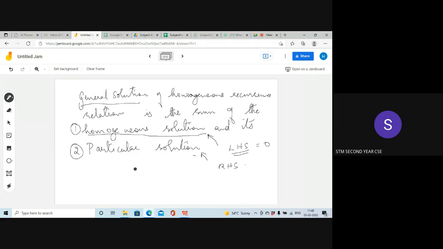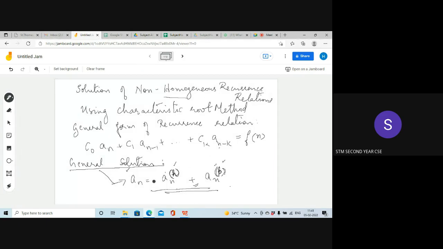Is it clear? So we have to solve both the left hand side and the right hand side. The left hand side is the same as what we solved before for a homogeneous recurrence relation. For the right hand side, we have methods for solving it, and the solution we get is called the particular solution. When we add the homogeneous solution and the particular solution together, we get the general solution of the non-homogeneous recurrence relation.